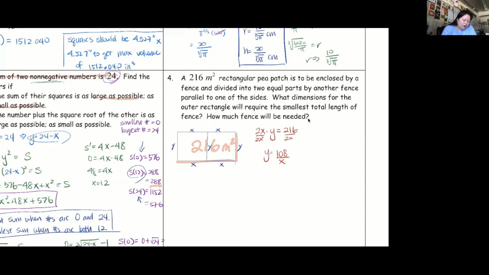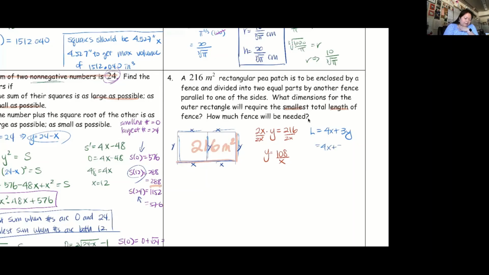What dimensions for the outer rectangle will require the smallest total length of the fence? I want to know the keyword, smallest length of the fence. So I need to fence everything, including that middle piece there. So the length of my fence, the length L, is 4x plus 3y, because I got 1, 2, 3, 4, 5, 6, 7 pieces here. So I got to have 4 x's plus the 3 y's.